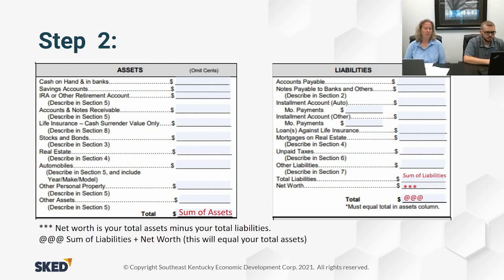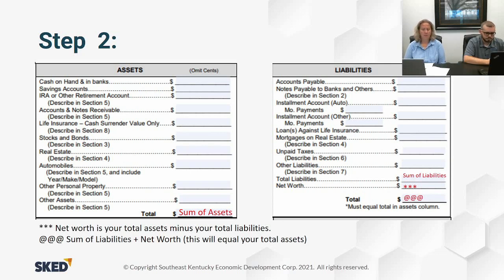Cash on hand in banks is pretty easy. If you've got a checking and savings account, you add those together and put that on the first line. Remember, this is a personal financial statement. This is not your business financial statement. So this is for you and your spouse, if applicable. I believe the way that Kentucky works, if the assets were acquired during a marriage, they are marital assets, and they have to be included in the personal financial statement.